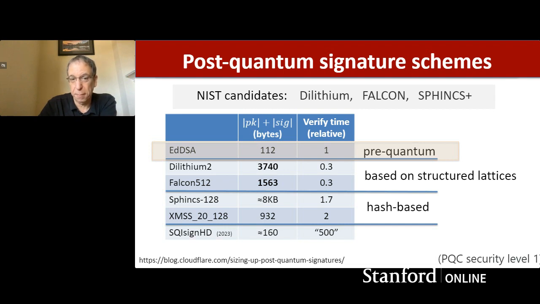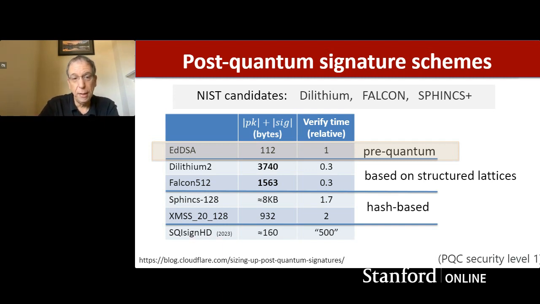So the size of the public key plus the size of the signature. And the second column, the column on the right, basically measures how long it takes to verify each one of these signatures. I'll use EdDSA, which is a pre-quantum signature, as a baseline for measuring time. So we'll call that 1.